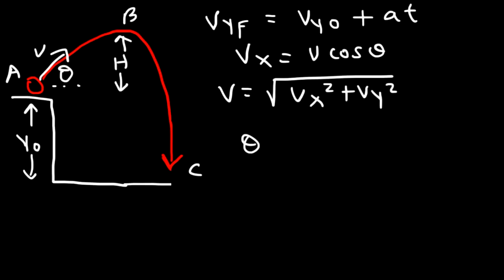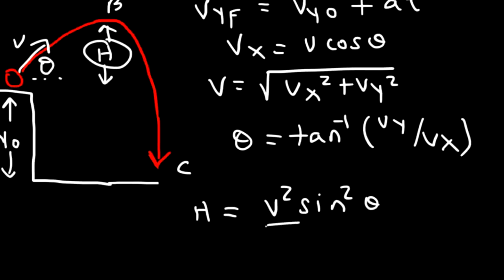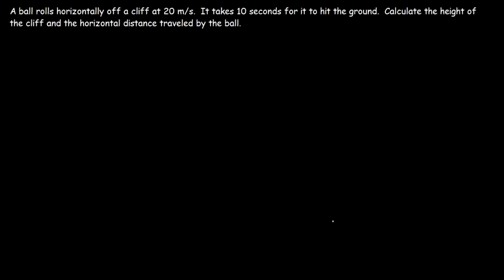And to find the angle, use this. It's inverse tangent of Vy divided by Vx. To find the maximum height, or the height between point A and B, you can use this equation. It's v squared sine squared theta over 2g. Now let's work on some problems.